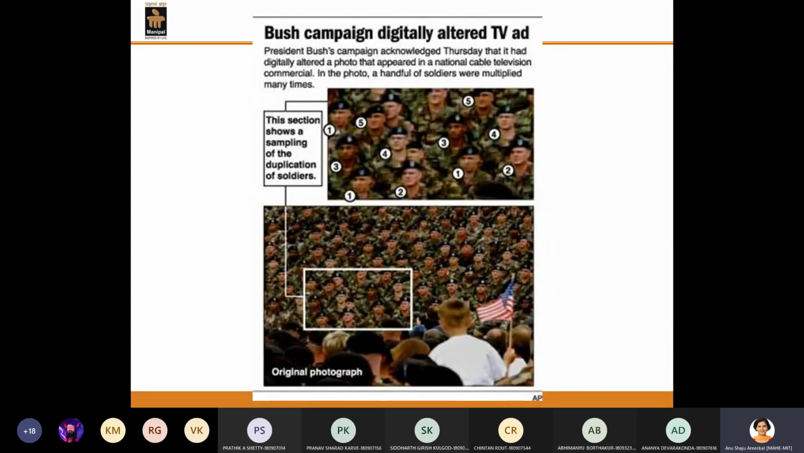Just as an example here, this is an image where a particular region of the image had been pasted over in order to create the feel of a larger crowd within a particular campaign. And this had come in a newspaper article also once as news. So what we see here is that if you look at this whole image, it looks as if there are a lot of soldiers within the image. But when you take a closer look, what we see is the numbers that you see over here, 1 and 1, it's basically the same person.